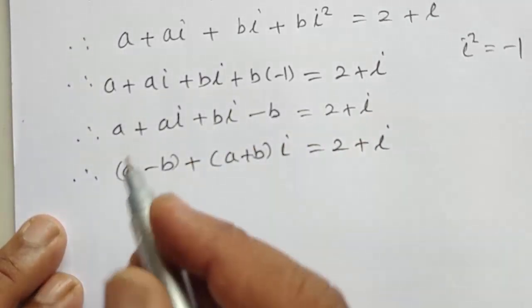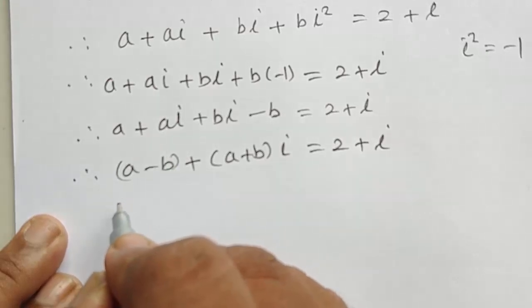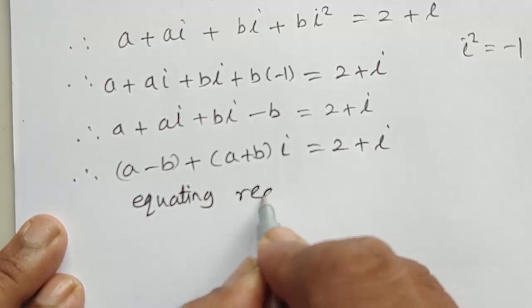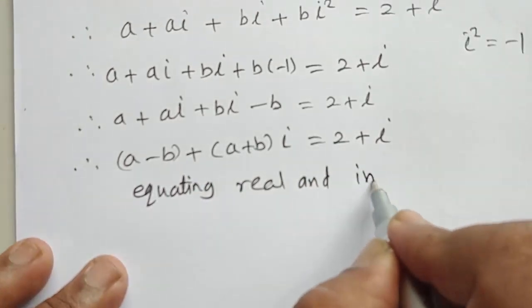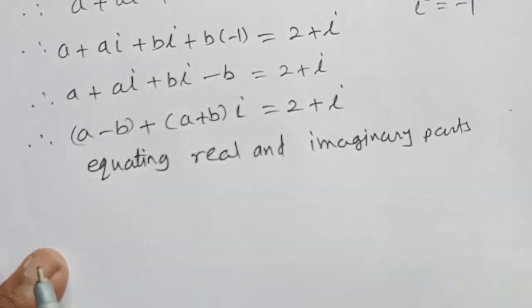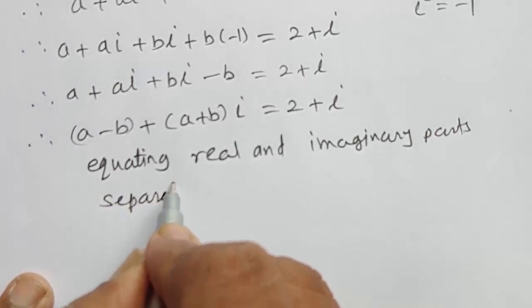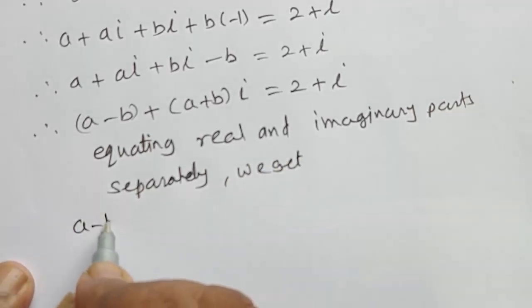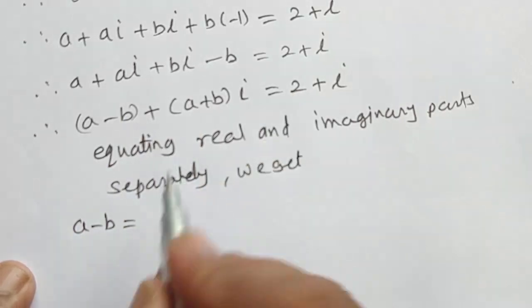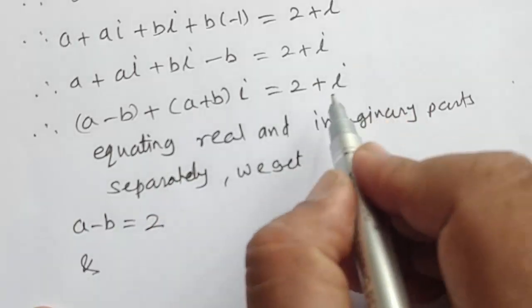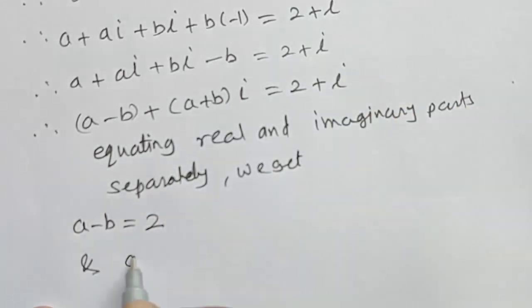Now left hand side is a complex number, right hand side is also a complex number. Comparing real and imaginary parts, that is equating real and imaginary parts separately, we get a minus b, that is the real part, equal to 2, and imaginary part a plus b is equal to the coefficient of i, which is 1, that is a plus b is equal to 1.